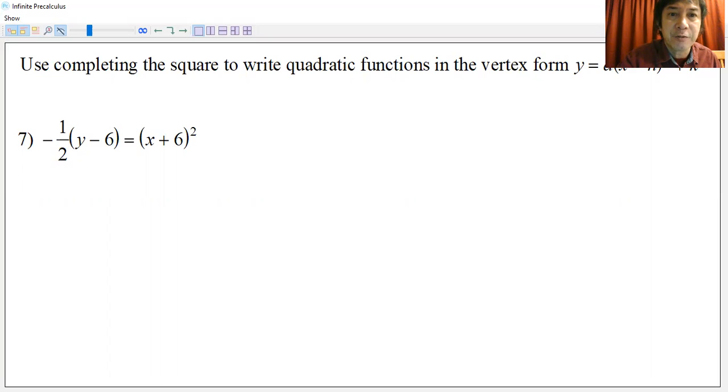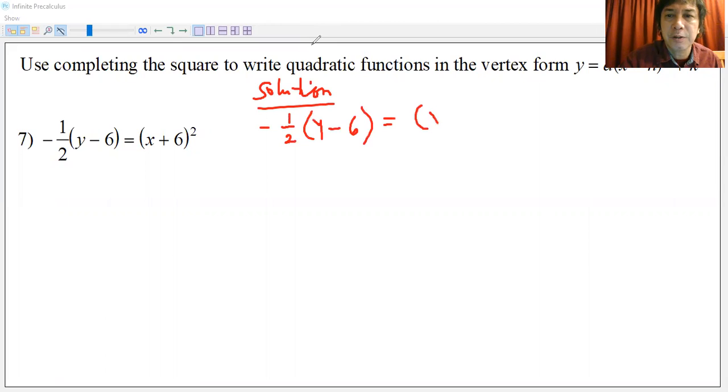So let's have the given first for our solution. We have here negative 1/2 times the quantity y minus 6 is equal to x plus 6 squared. You can see a negative 1/2 at the left side of the equation. If we can only make that y right away, then we're done, because the format is y is equal to something. But we have something else there. There's a negative 1/2 and a minus 6. So we will do it slowly.